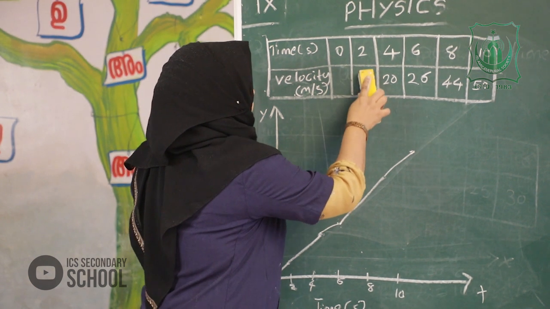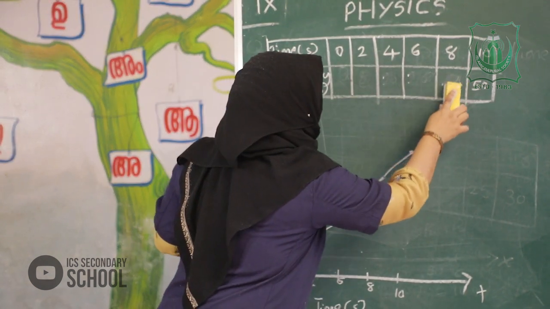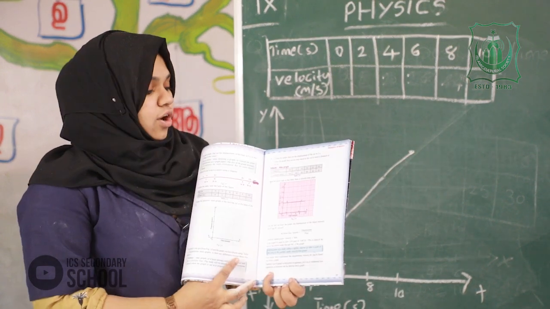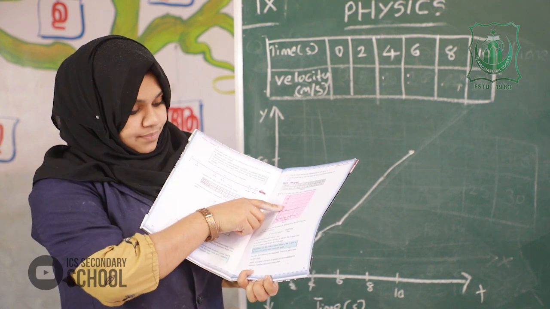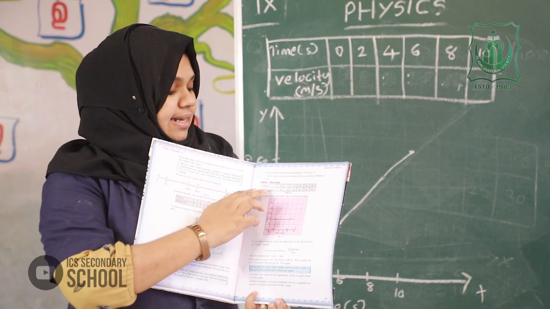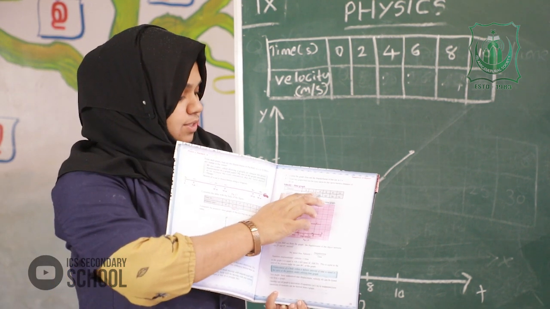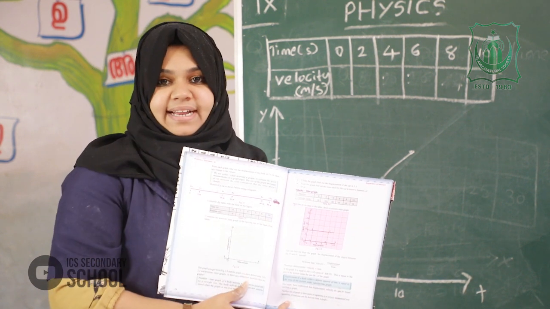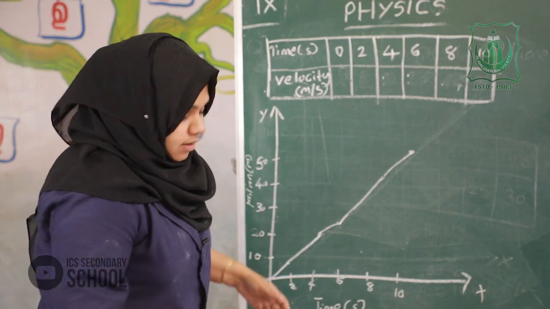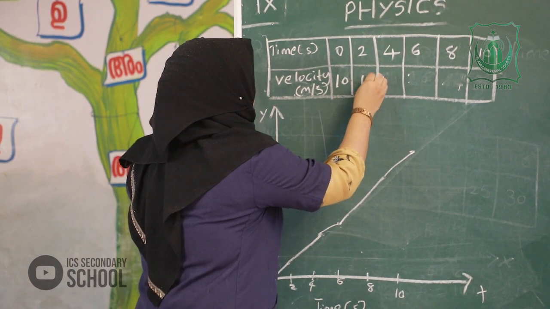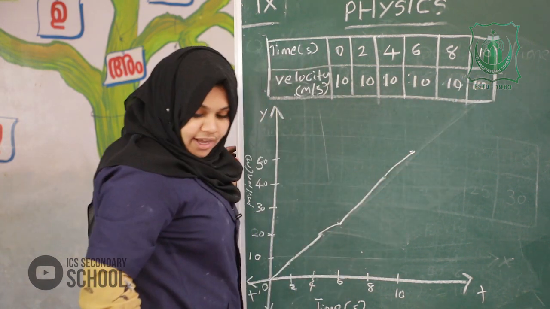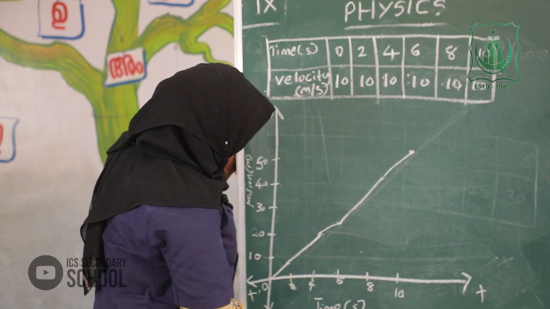In your textbook, all of you take page 35 and we can see the velocity-time graph. How to draw a velocity-time graph? Time is given here: 0, 2, 4, 6, 8, 10 seconds. What is the velocity here? All velocities are the same: 10, 10, 10 like that. So how can we draw a graph?